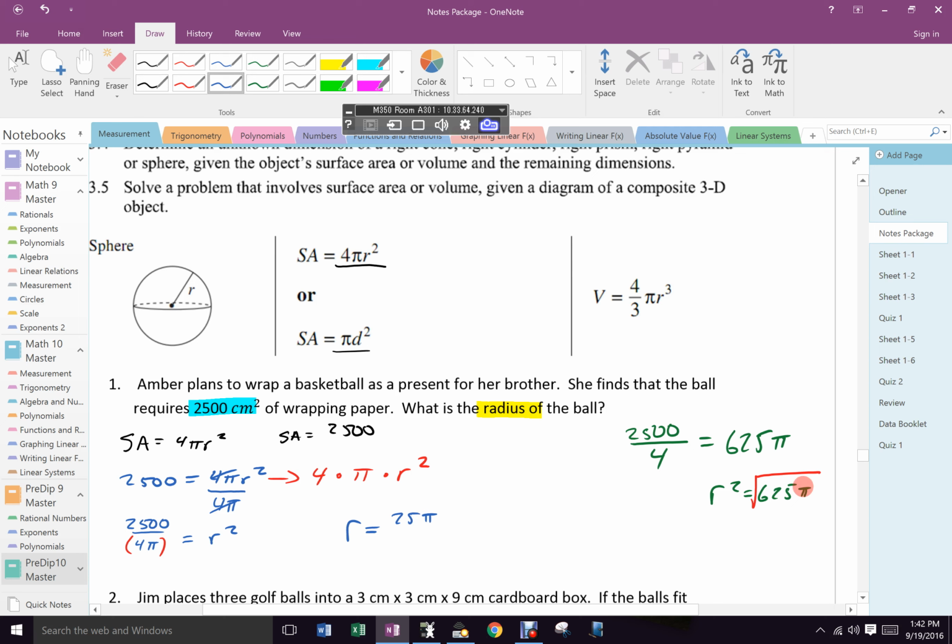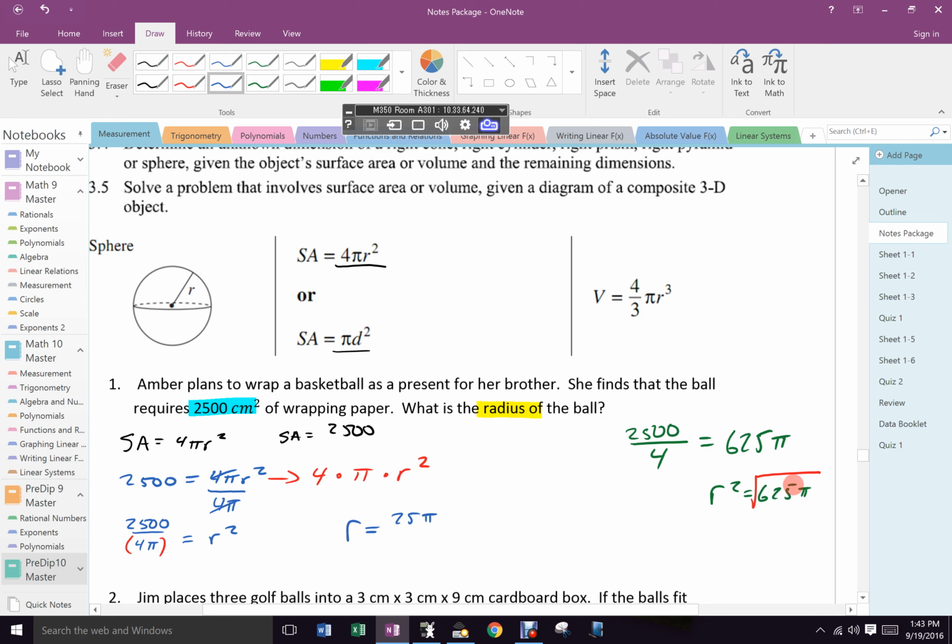Now, is that okay algebraically speaking? Yes or no? Do you think? How many people think that that's perfectly fine? Because 625 is a perfect square, right? We're okay with that, 25, 25. What math is this? What math is happening between 625 and pi? Multiplication, right? So really, what is this?